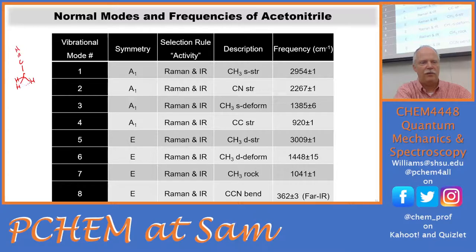So we have 3, 4, 5, 6 atoms. So 3N, 3 times 6 is 18, minus 6 is 12. So we should have 12 vibrational motions. And I see 8, but this is 2, this is 2, this is 2, and this is 2. Because of that E symmetry, they're doubly degenerate. Okay, and so I have 8, 9, 10, 11, 12. So I have all 12 right here.